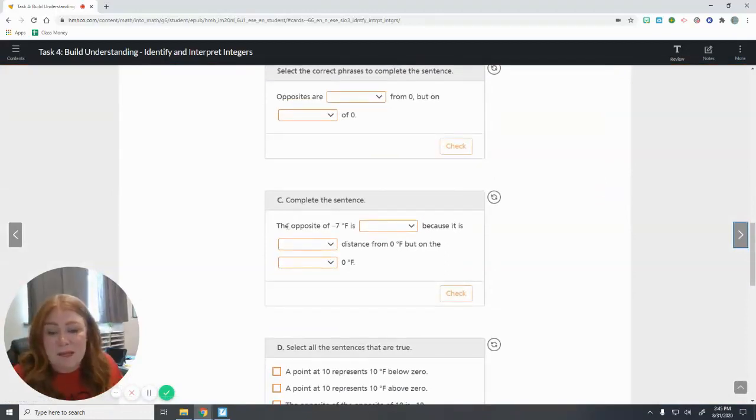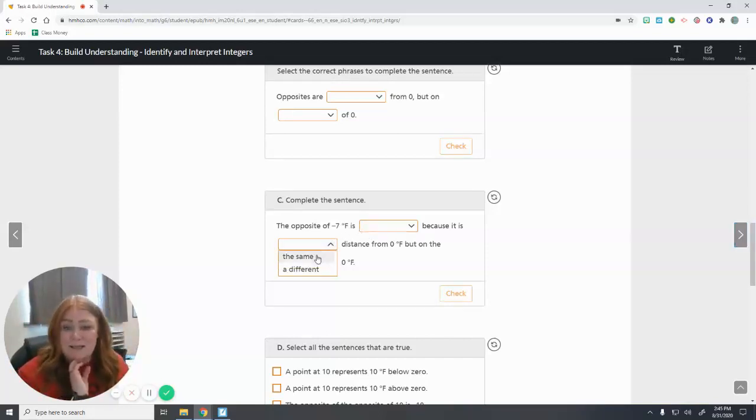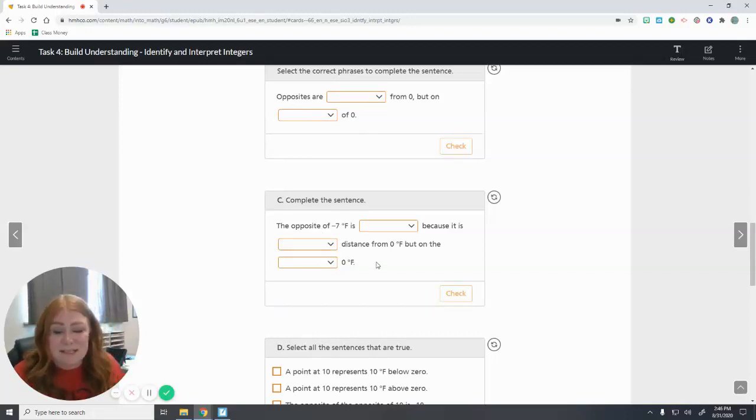Okay, C, the opposite of -7 is blank. So think about what the opposite of -7 would be. Because it is the same or different distance from 0, but on the same or opposite side. So again, using that definition from right up above, think about the opposite of 7.